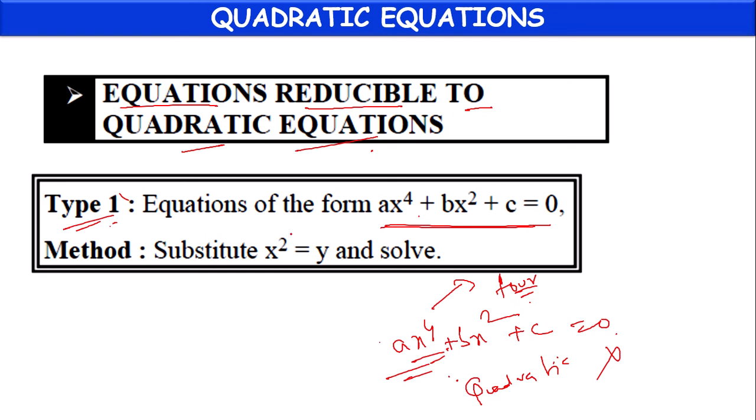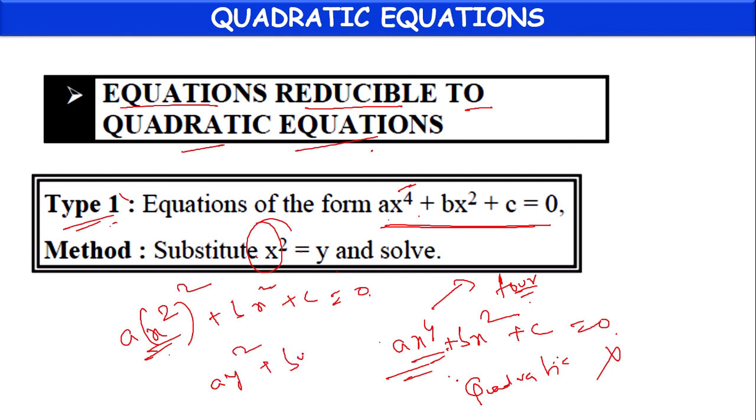How? We have ax power 4, but x power 4 can be written as x square whole square, plus bx square plus c equal to 0. If in the place of x square you keep y, it becomes a y square plus by plus c equal to 0. Though it is not in quadratic equation form, it can be reduced to a quadratic equation by assuming x square equal to y.